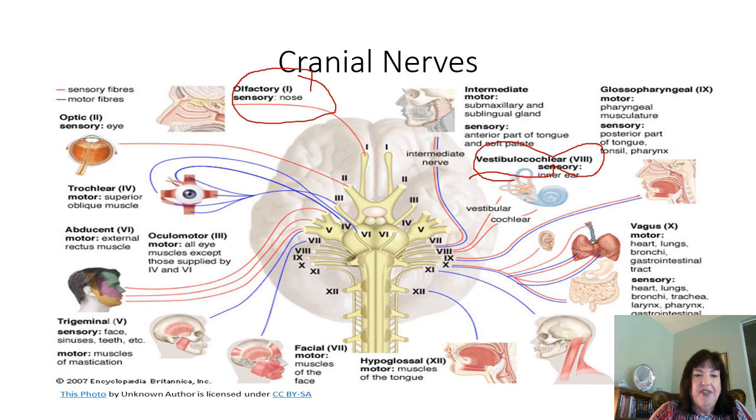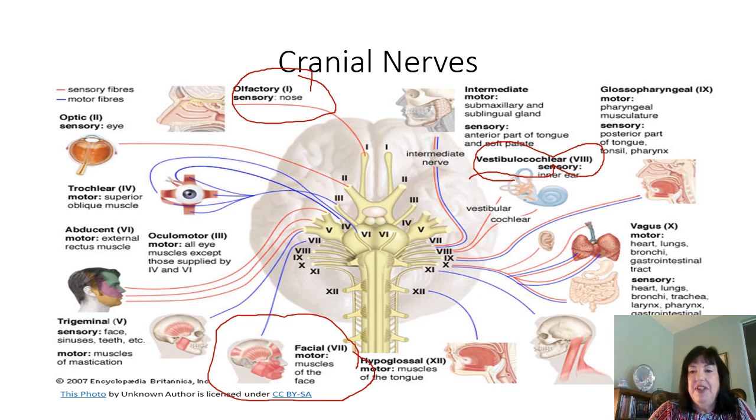We have facial motor nerve, cranial nerve 7. I'm not going to go through each one, but I want you to see. Trigeminal, which we hear about sometimes, is the fifth cranial nerve. It has a sensory and a motor function. Sensory for the face, sinuses, teeth, and it controls the muscles of mastication, right, when you're chewing, for instance.